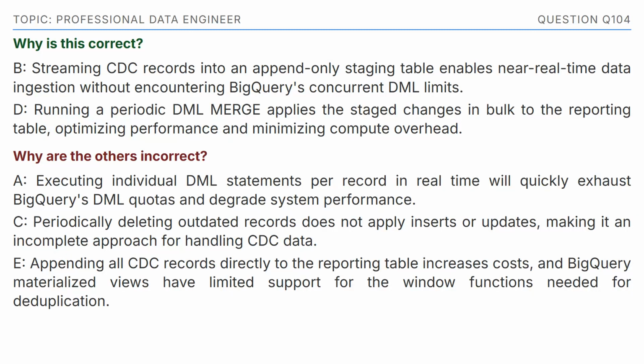Why is this correct? B. Streaming CDC records into an append-only staging table enables near real-time data ingestion without encountering BigQuery's concurrent DML limits. D. Running a periodic DML merge applies the staged changes in bulk to the reporting table, optimizing performance and minimizing compute overhead. Why are the others incorrect?